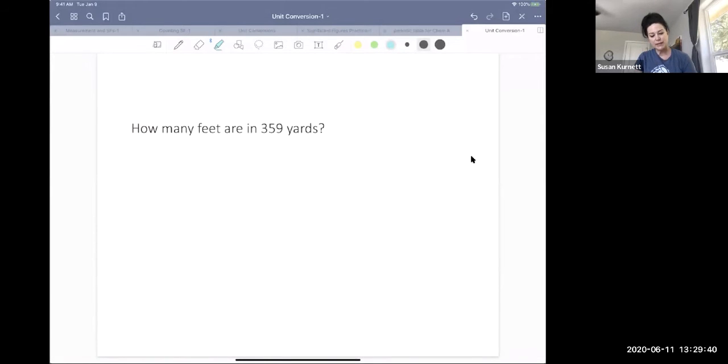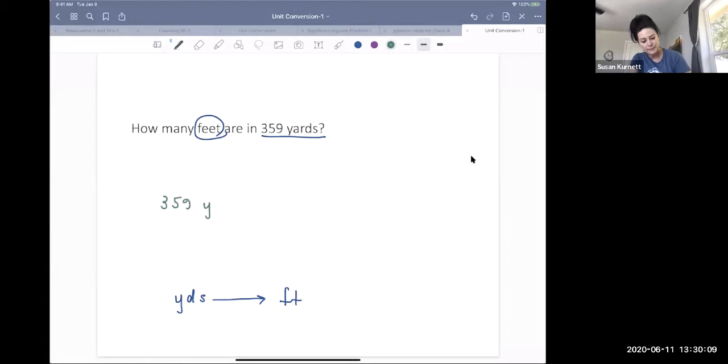Okay, and so we begin. How many feet are 359 yards? I'm starting with yards. I'm headed to feet. Do we know a relationship? Can we do that in one step? Yes, 3 feet in a yard. I need yards to cancel, so I put it on the bottom. I put 3 feet on the top. Yards cancel, and the unit left is feet.